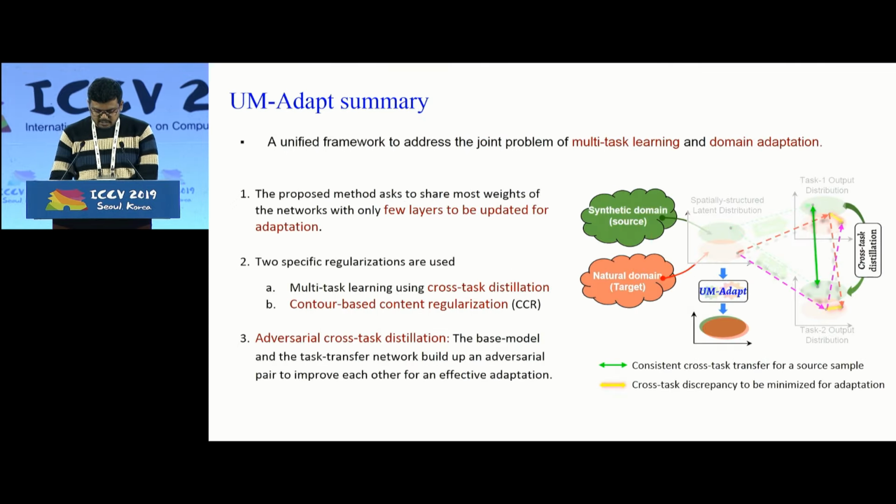So here we summarize the proposed framework. First, the proposed method asks to share most weights of the network with only a few layers to be updated for adaptation. Second, two specific regularizations are proposed, that is multitask learning using cross-task distillation and contour-based content regularization. Third, analogous to the idea of energy-based GAN, the base model and the task transfer network build up an adversarial pair to improve each other for effective adaptation.